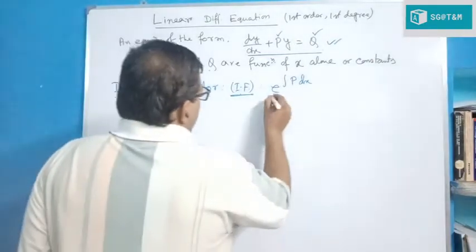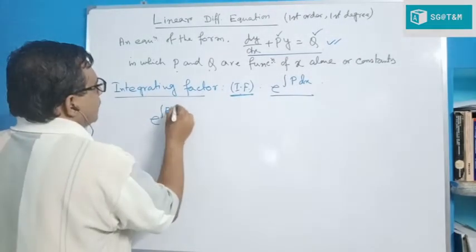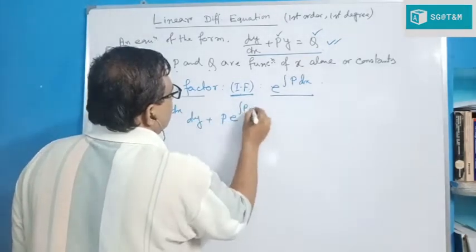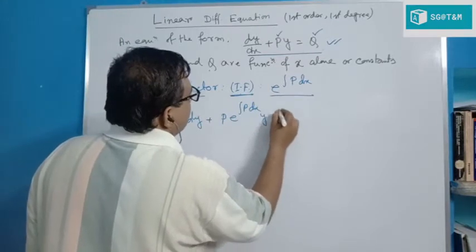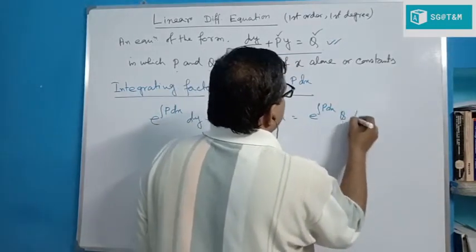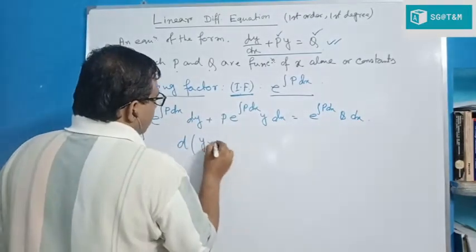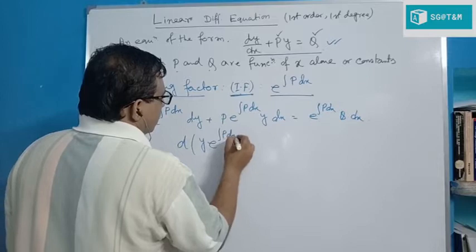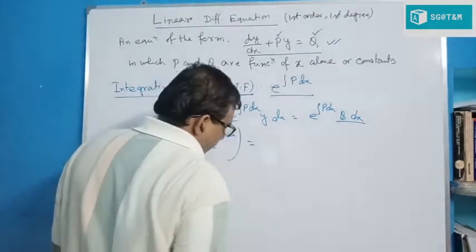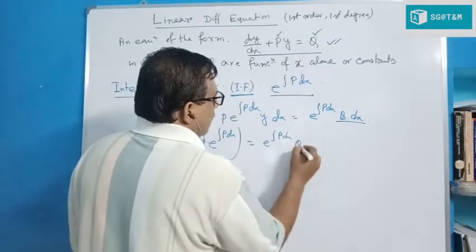How? Suppose we multiply on both sides by e to the power integral of P dx. Then we get e^(∫P dx) dy + P e^(∫P dx) y dx = e^(∫P dx) Q dx. The left hand side must be d of y times the integrating factor e^(∫P dx). The right hand side is a function of x only, since Q is a constant or a function of x only, so integration is no problem on the right hand side either.